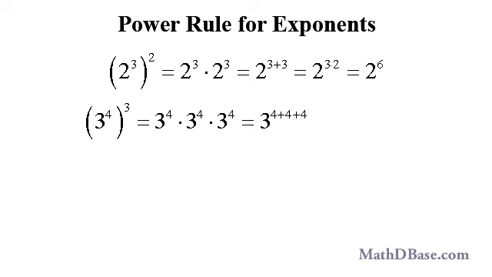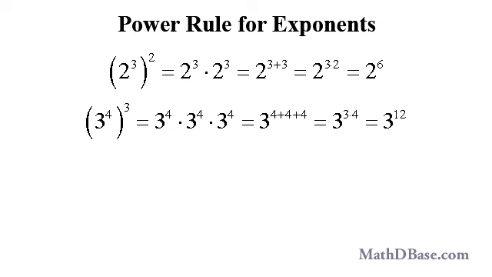Similarly, 3 to the 4th, cubed, is the same as 3 to the 4th times 3 to the 4th times 3 to the 4th, or 3 to the 4 plus 4 plus 4, or 3 to the 12th. Since 4 plus 4 plus 4 is equal to 3 times 4, 3 to the 4th cubed is equal to 3 to the 3 times 4.